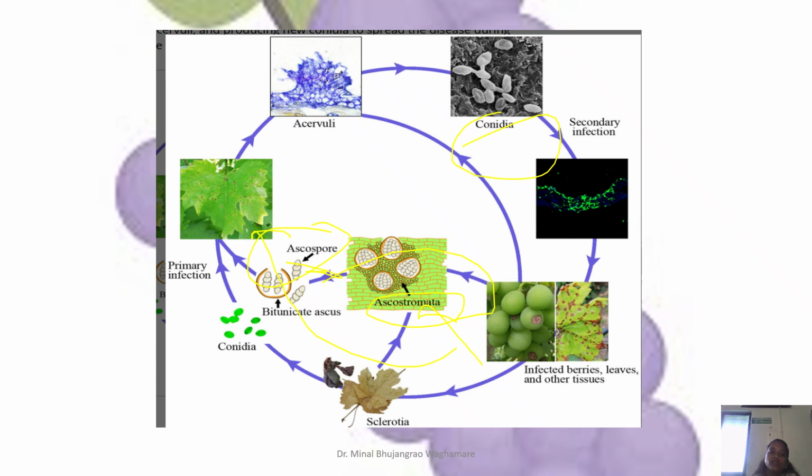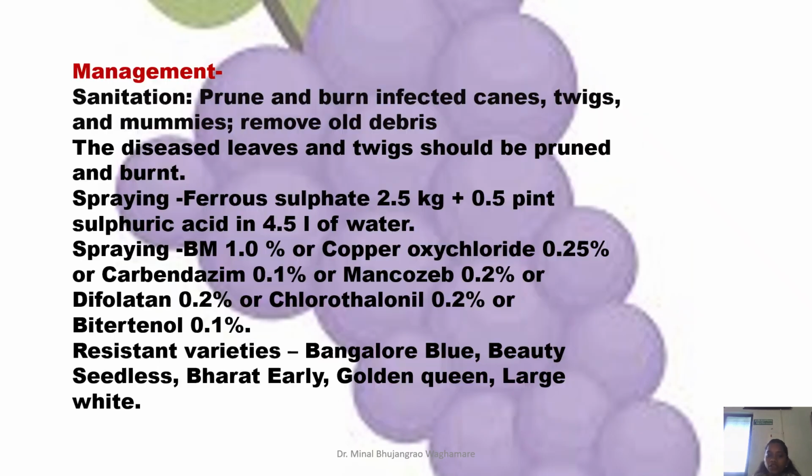Coming to the asexual life cycle, acervulus is a fruiting body. When mycelium comes in contact with the leaf surface, after penetration of hypha, this acervulus fruiting body is formed, and this leads to the release of the conidia, which is an asexual spore, which leads to the secondary infection of the anthracnose of the grape.